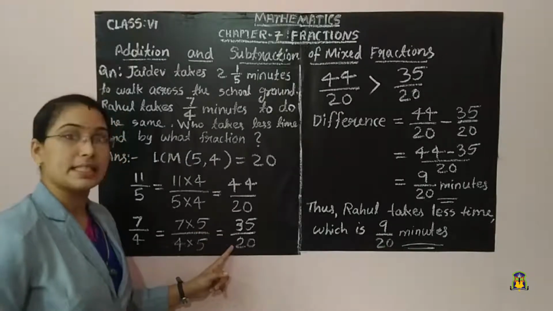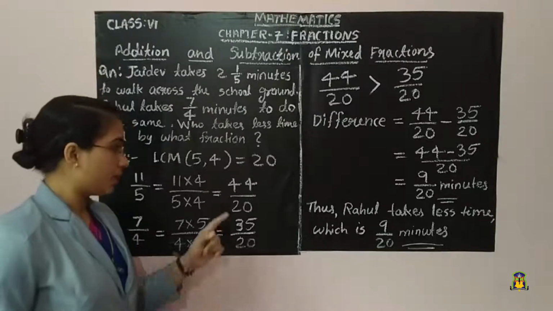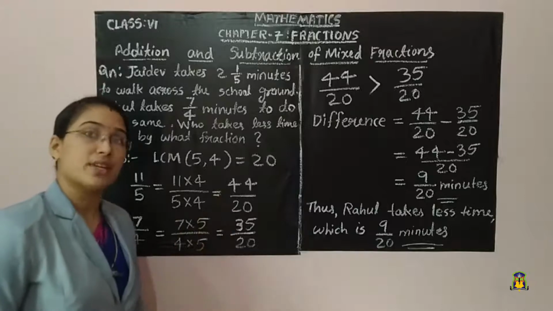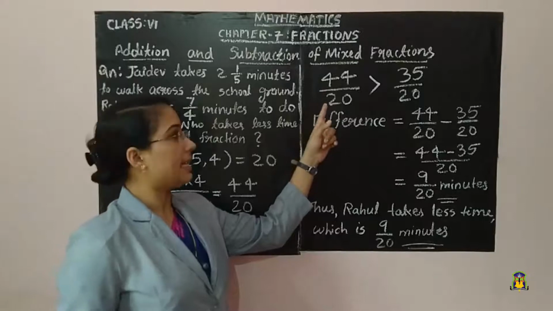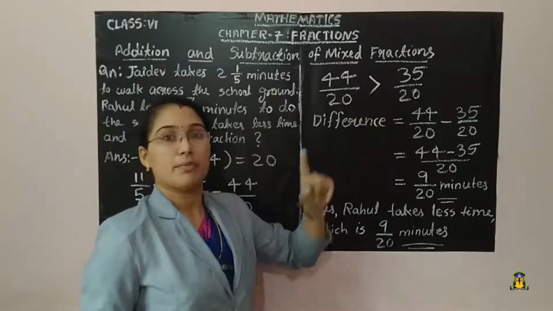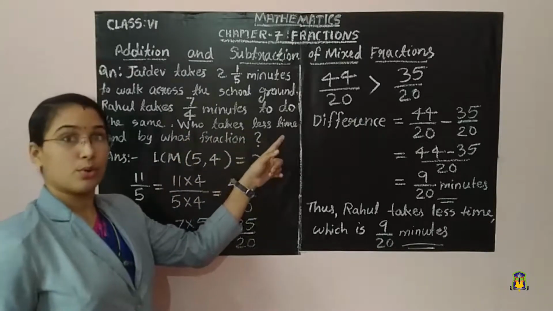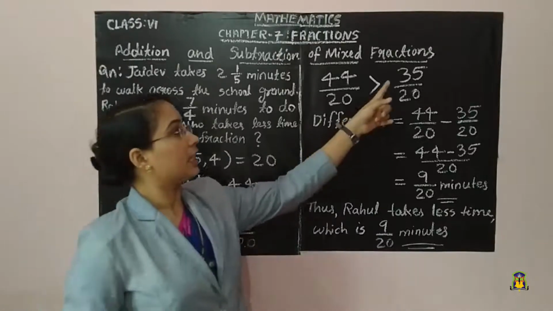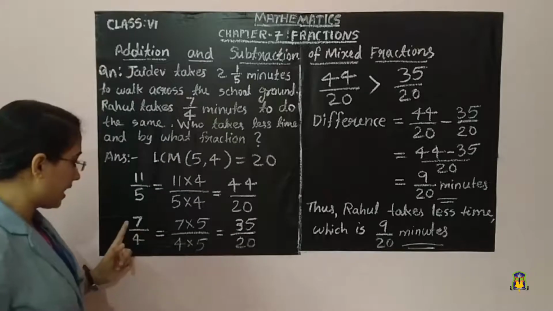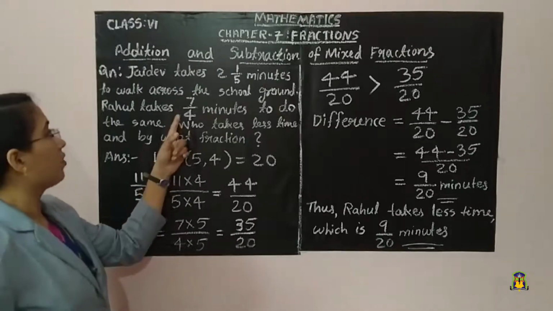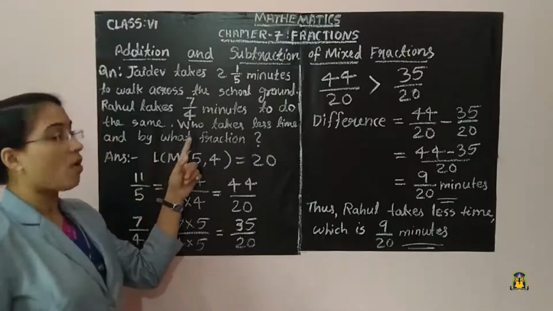Then now the denominators are same. So we can compare these two fractions with the numerators. 44 and 35. Which one is greater one? 44. So we have 44 by 20 is greater than 35 by 20. In our question they asked who takes less time? Here 35 by 20 is the less time and 35 by 20 means 7 by 4. 7 by 4, that means Rahul takes less time. Okay, and by what fraction?